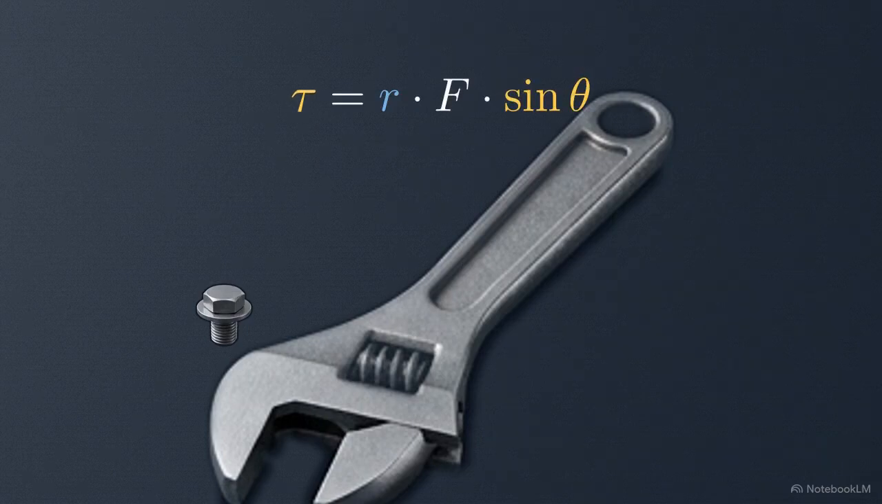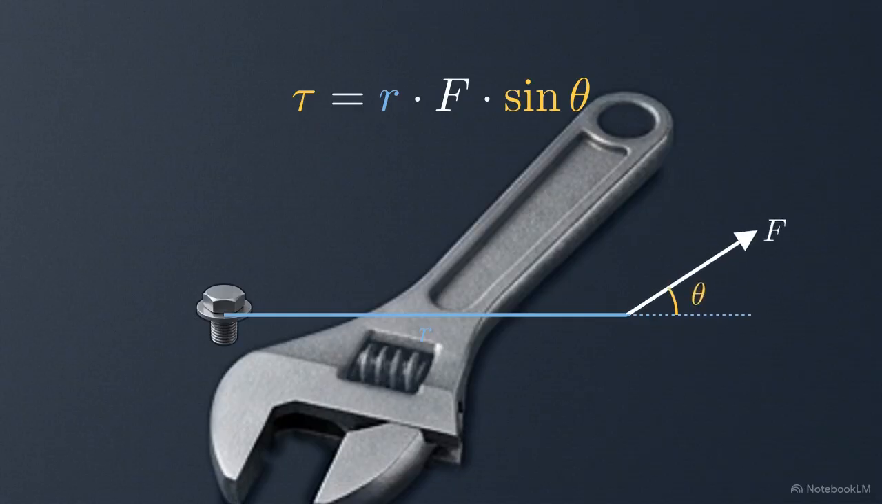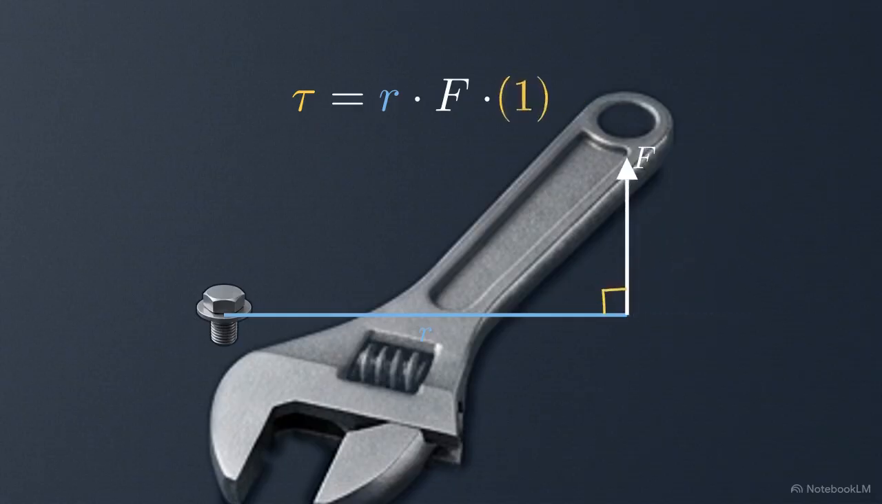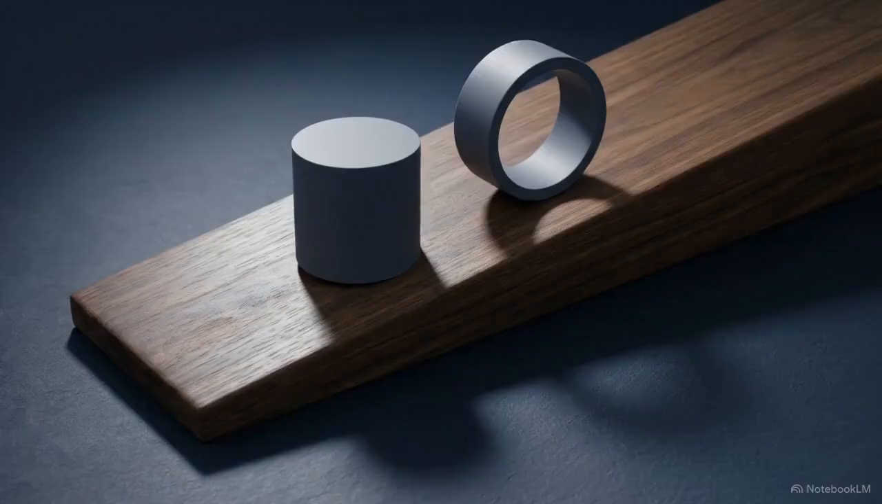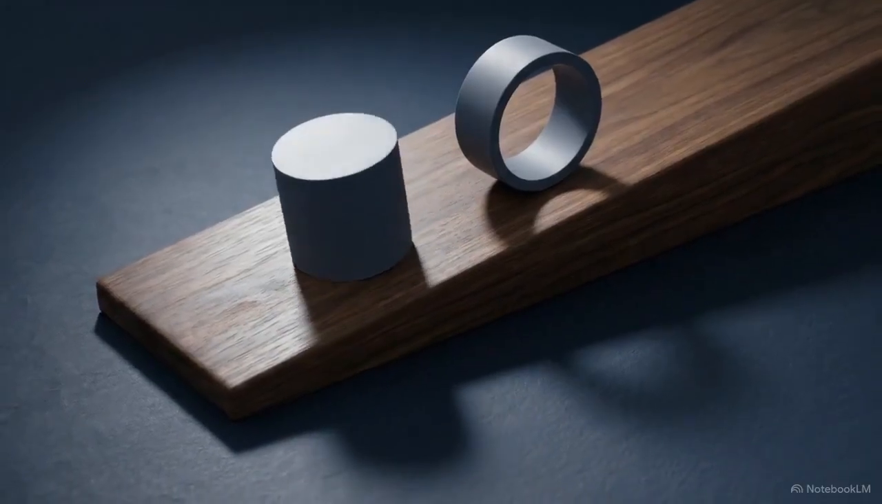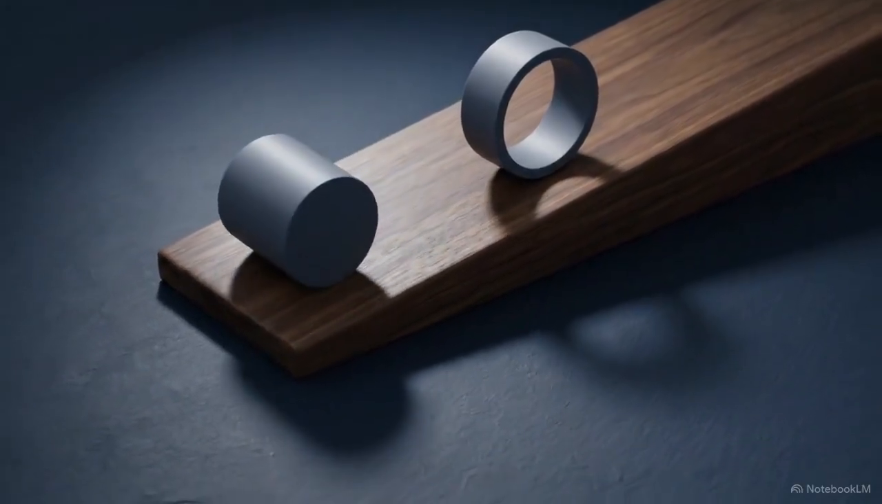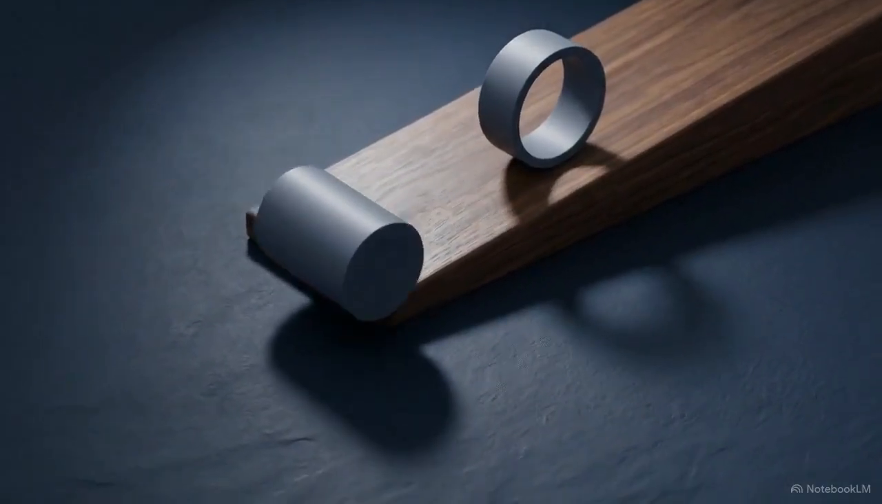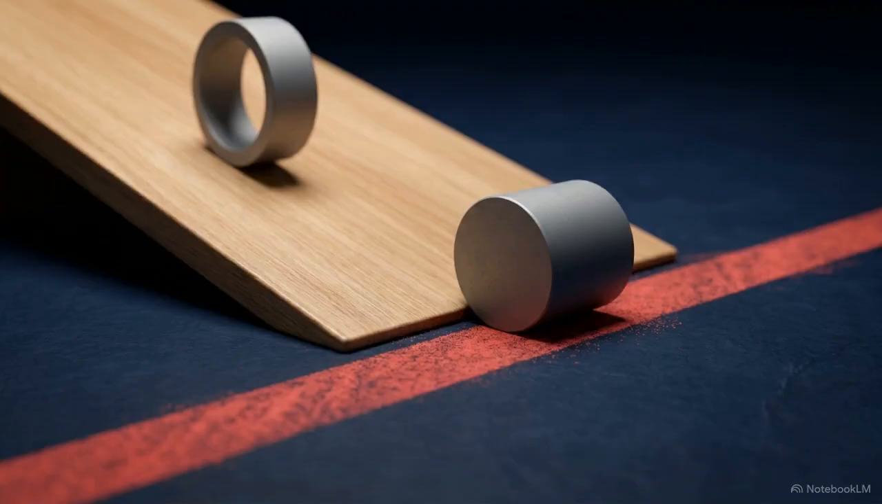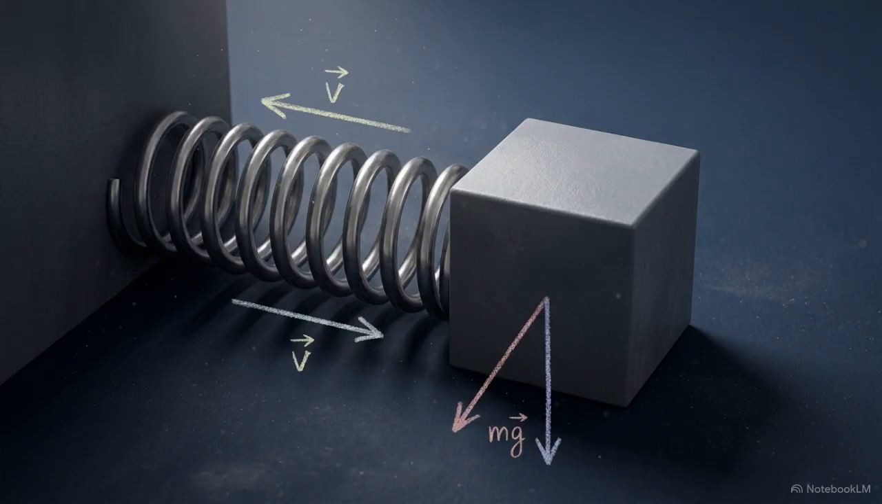Instead of pure force, we calculate torque. Torque is leverage. Pushing further from the pivot point increases the effect of the force, and the rotation is strongest when your push is perpendicular to the lever arm. When objects race down an incline, mass distribution matters. Rotational inertia describes how hard an object is to spin up. Because the hoop's mass is concentrated on its outer edge, it has a higher rotational inertia and loses the race to the solid cylinder.